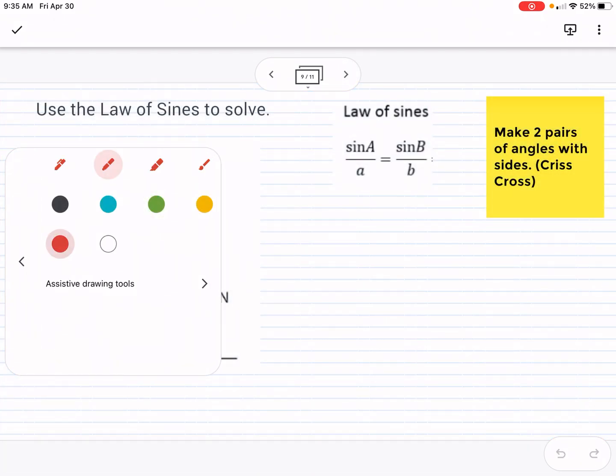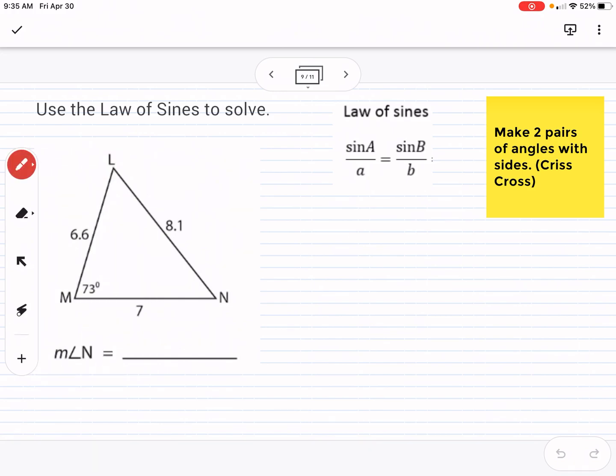In this next problem, we're also using law of sines. This time we're solving for angle N. So we don't know angle N. I'm going to put an X there, and I'm going to draw a line to the side opposite it. So I can put this in my proportion. Sine angle x over 6.6 equals.